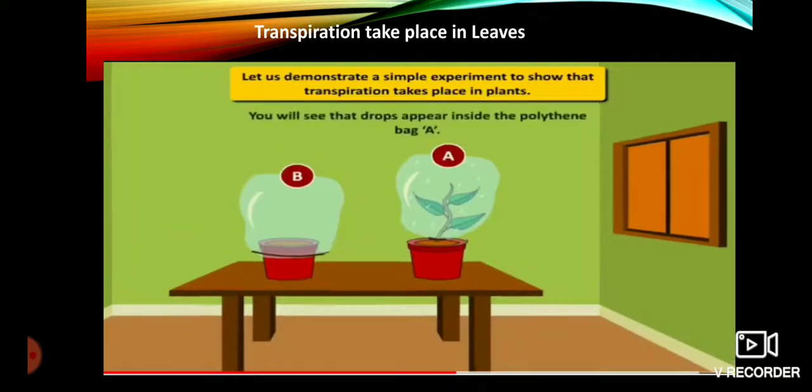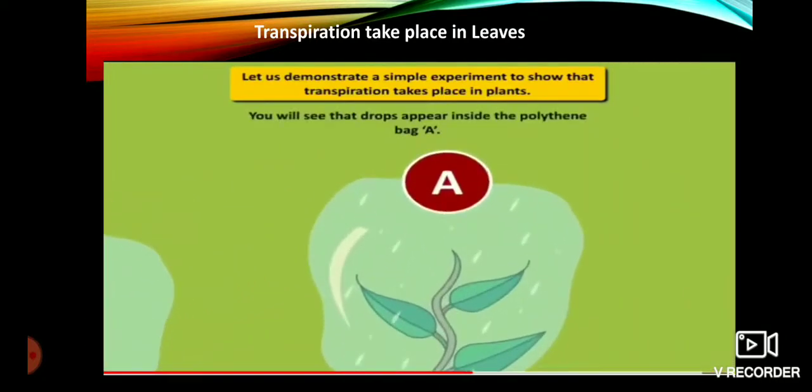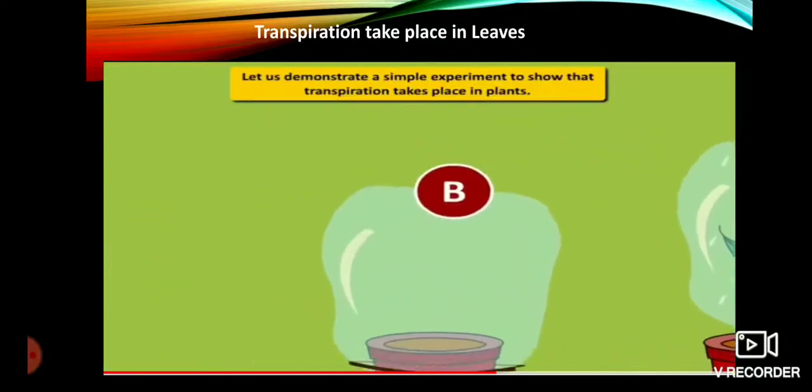After an hour, you will see that water drops appear inside the polythene bag A. The polythene bag B does not show any water droplets in it. This shows that water comes out of the leaves in the form of vapor by the process of transpiration. Plants release a lot of water into the air through this process. That is why we were able to observe water droplets inside the polythene bag.